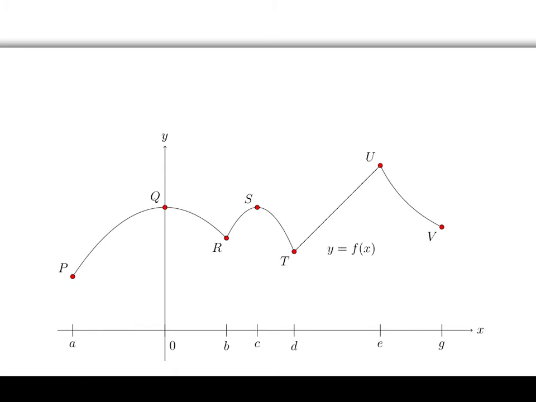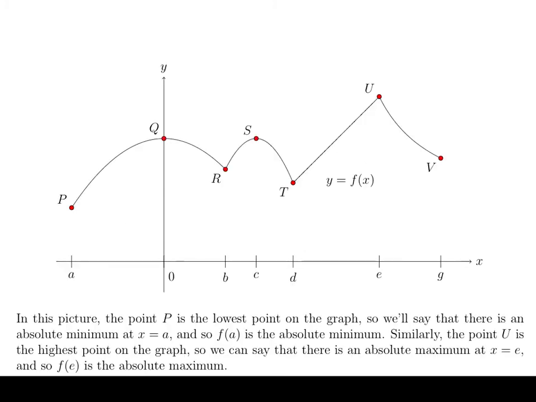So I wanted to take a look at a graph just so we can see the idea of working with absolute extrema and local extrema. We've talked about local extrema before, but now let's identify absolute extrema on this graph. In this picture, it's pretty easy to see that this is the lowest point on the graph, the point P. So we'll say that there is an absolute minimum at x equals a. That's where the absolute minimum is. And then f(a), whatever the y value is, that is the absolute minimum.